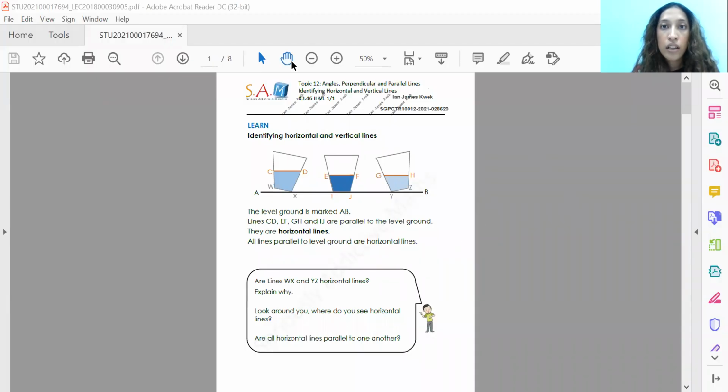All right, so today we're going to learn, let's start with horizontal and vertical lines. What are horizontal lines? What are vertical lines? Horizontal lines are lines that are parallel to the level ground. For example, look, AB, that's the level ground. And then we look at CD, EF, GH, and IJ. Basically, they are all parallel to the level ground. So these are horizontal lines. All lines parallel to level ground are horizontal lines.